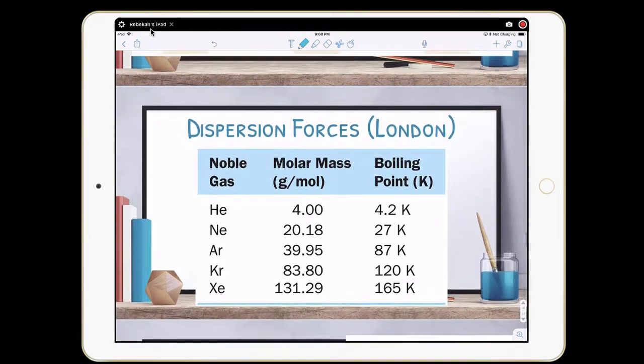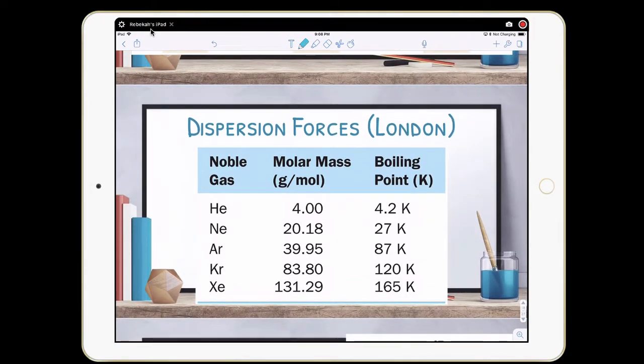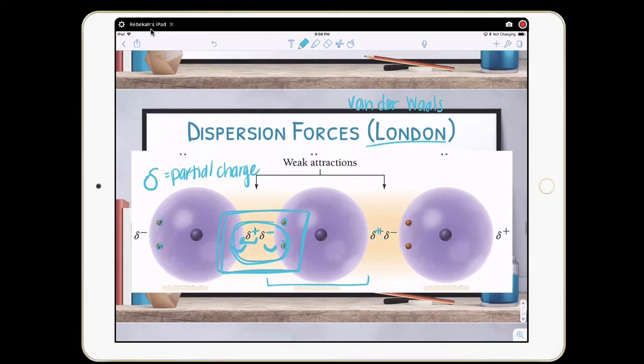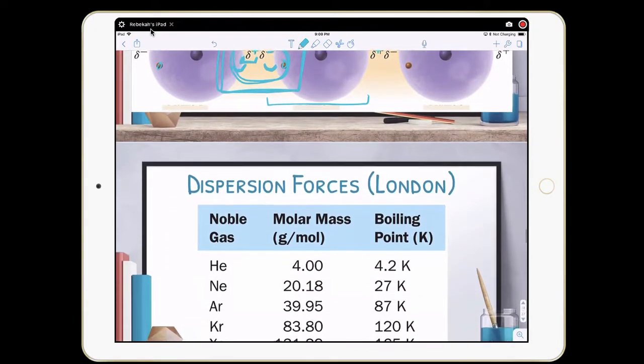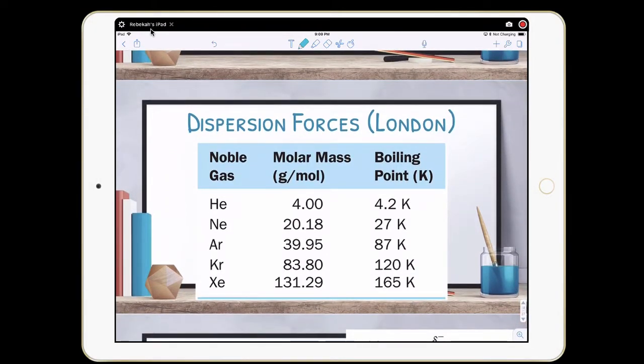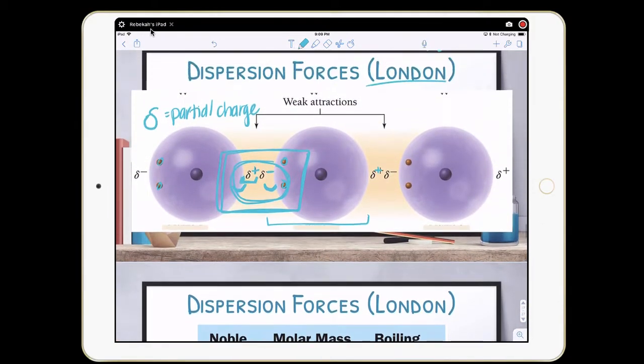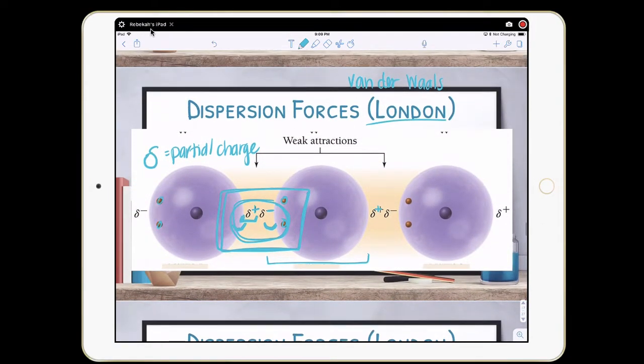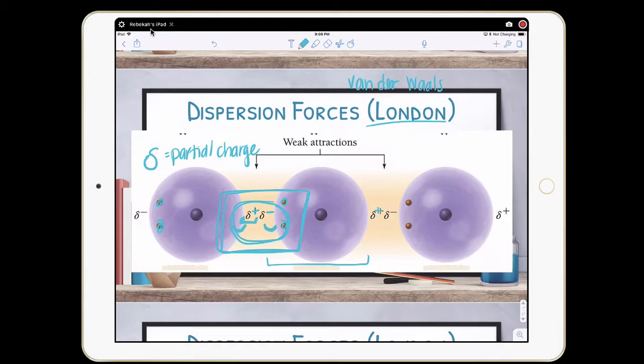And you can tell that your forces actually get stronger with the higher molar mass. So with helium, I only have 2 electrons in which this is happening. Right? There's only 2 electrons in which this is happening.